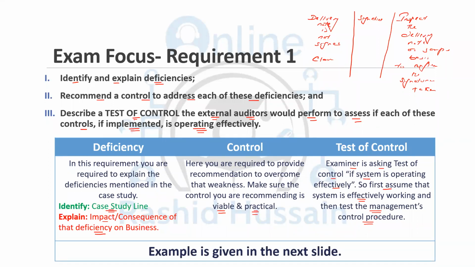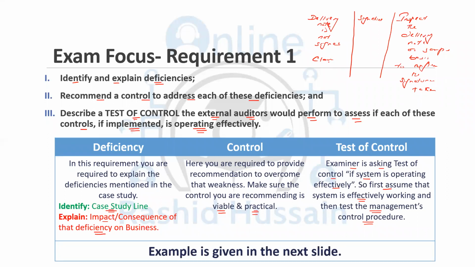So we are not going to apply the test of control on the weakness. We are going to assume first that everything is going fine, and then we are going to apply the test of control. I can give you a hint of that. I can give you a tip of that. There's a tip to deal with this type of requirement.